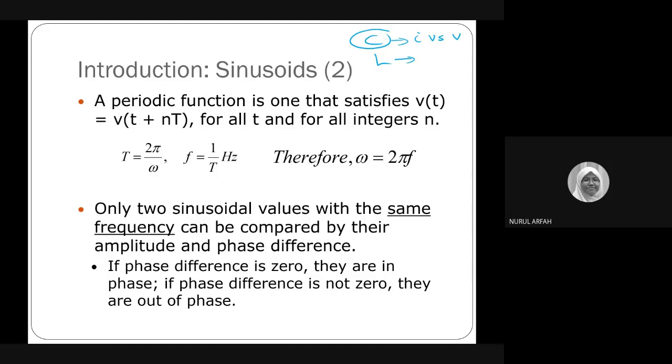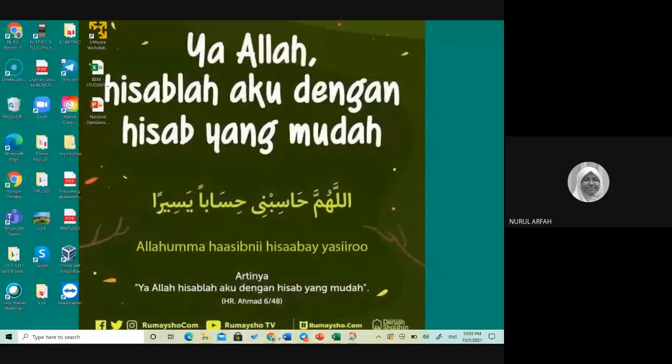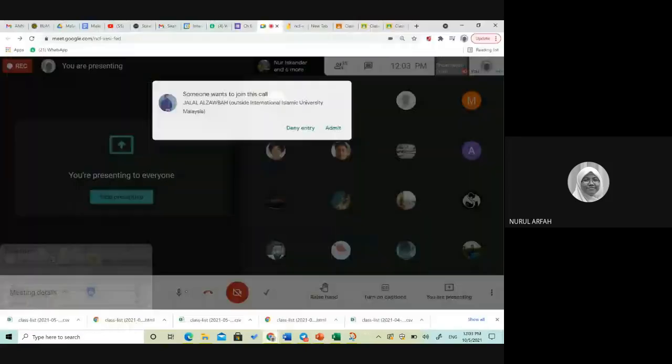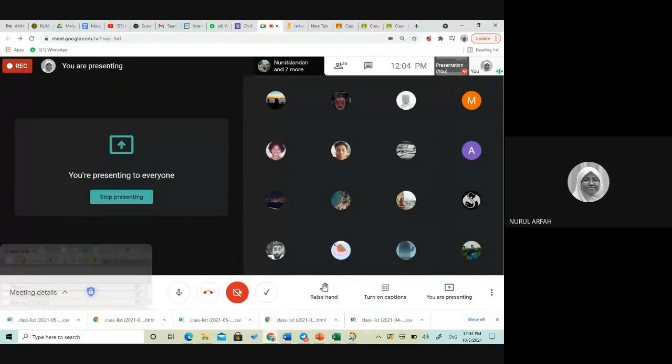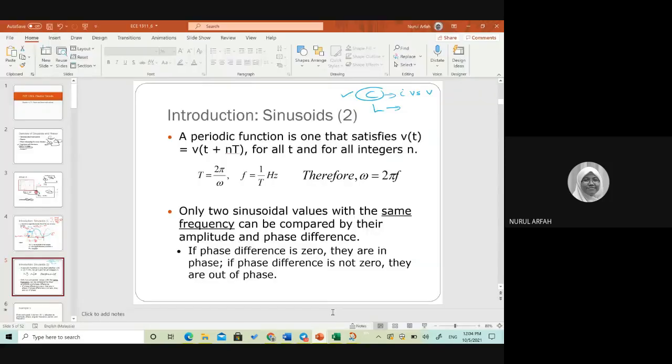For capacitor, anyone? Anyone watch that? Which one is leading? Current is leading or voltage is leading? Okay, you should watch that. For capacitor, current should be leading. For inductor, voltage should be leading. Voltage leading by 90 degrees. For capacitor, current is leading by 90 degrees. Later I will explain more on that.